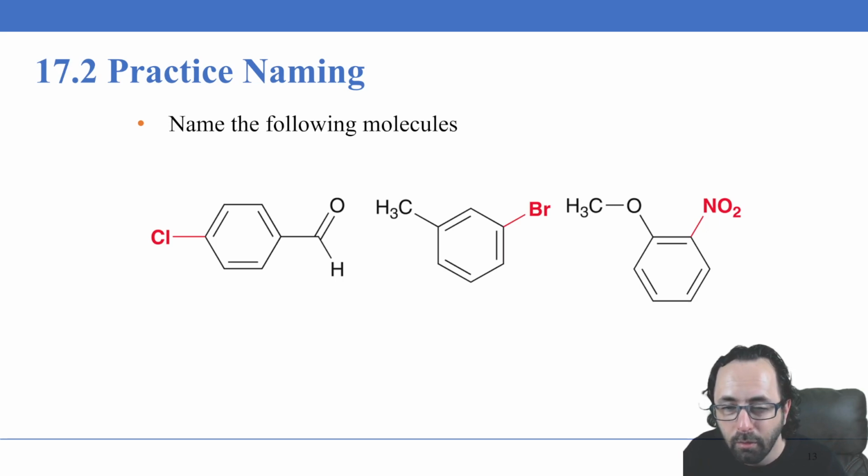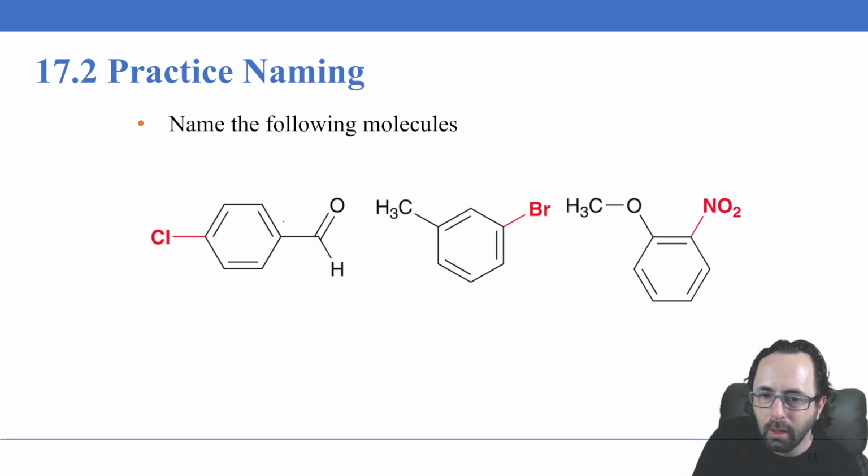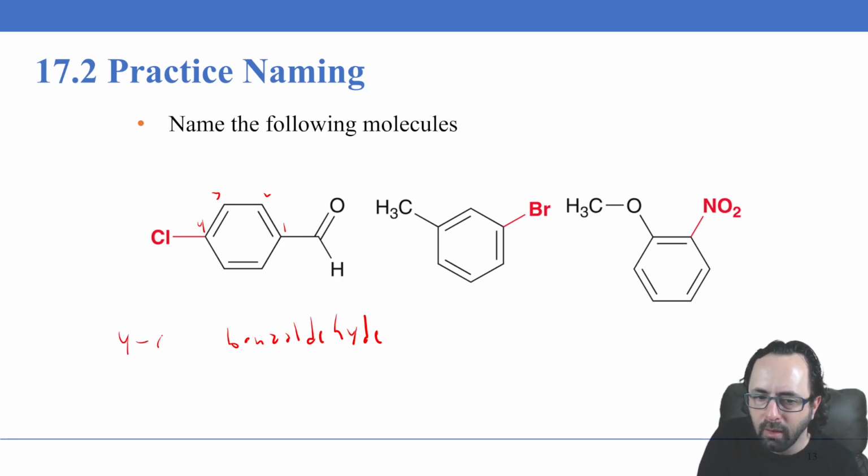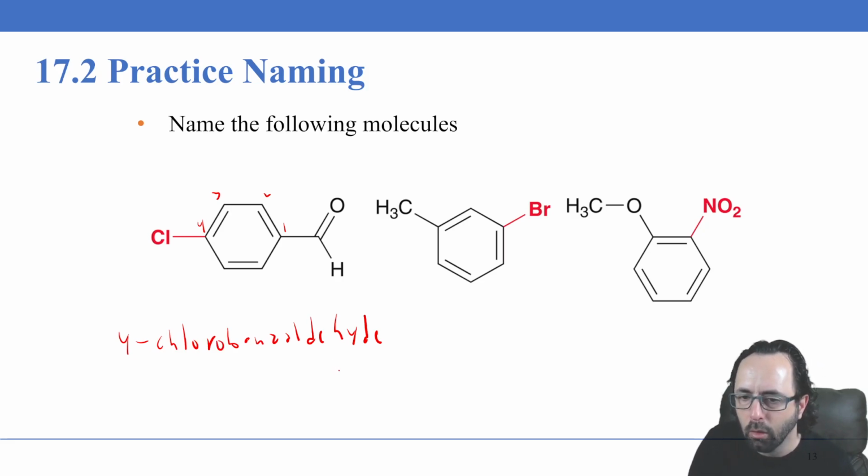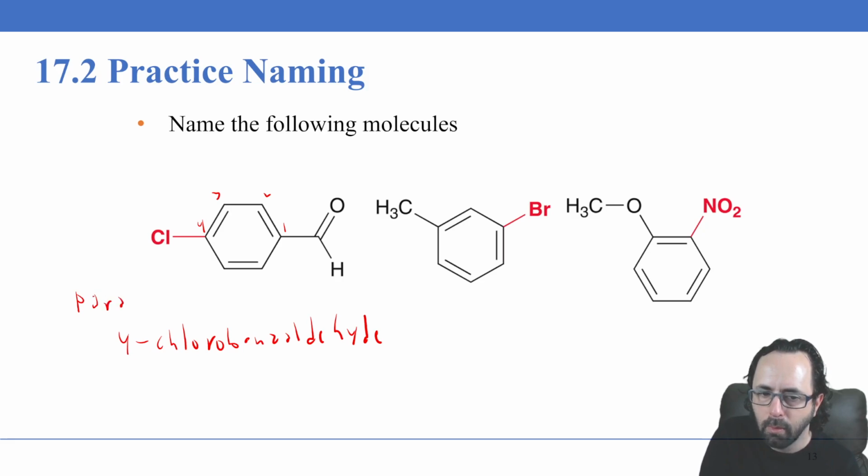Okay, if you've paused, I'll now explain these. So here we have 1, 2, 3, 4. This parent chain is called benzaldehyde, and the chloro is on the fourth position, so we can say 4-chlorobenzaldehyde. We could also say para-chlorobenzaldehyde or para, either one.